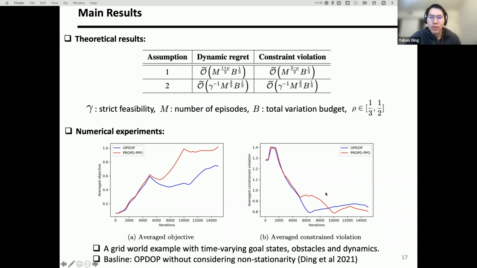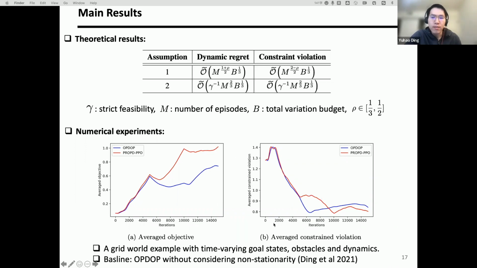And we studied the proposed algorithm under the two alternative conditions that require different amounts of knowledge on the constraints. And the results are summarized in this table, and both methods enjoy the dynamic regret and constraint violations, which are sublinear in terms of the number of episodes M and the total variation budget B. And this is the first provably efficient algorithm for the non-stationary CMDPs with safe exploration. And in our paper, we also extend these results from the tabular MDP to a function approximation setting.